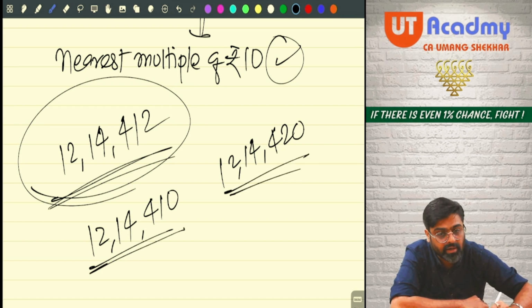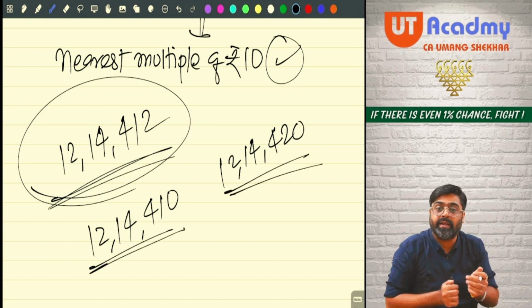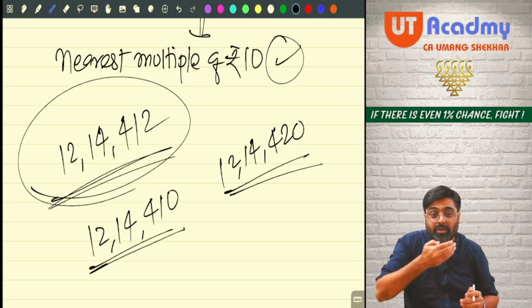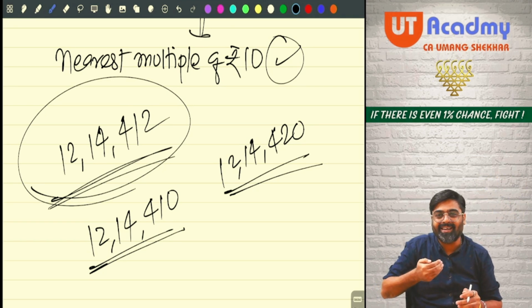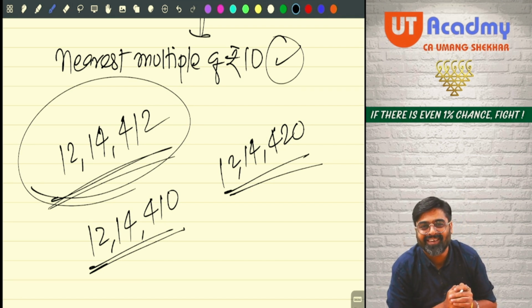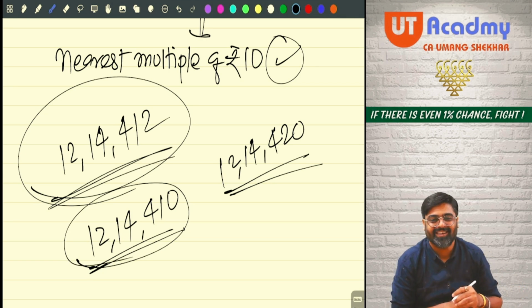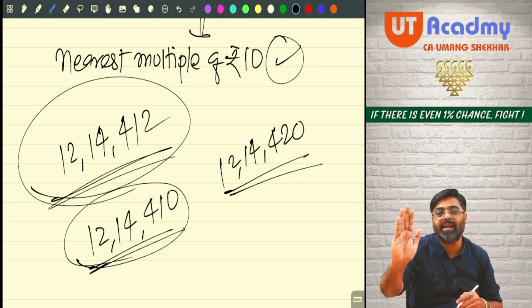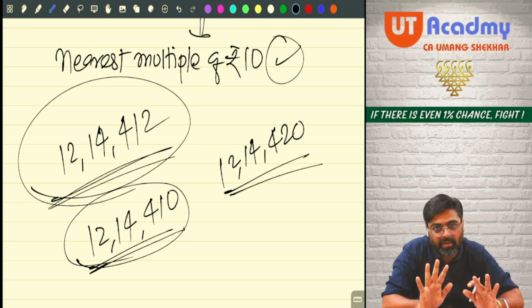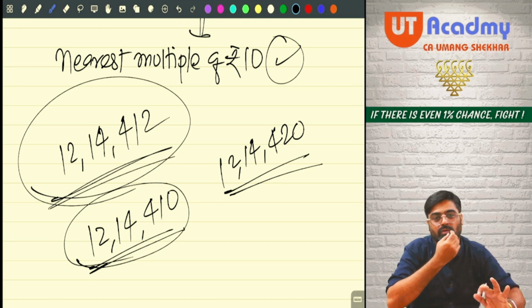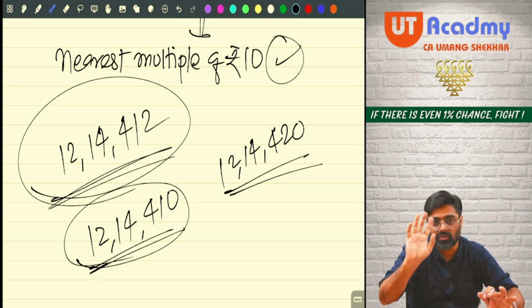410 or 420? To reach 420, you will have to move 8 steps ahead. But to reach 410, you will have to come 2 steps back. Which is the nearest one? 410. Amount will be rounded off to 12,14,410. Getting my point? As per 288A, rounded off to 12,14,410 if it is a total income.